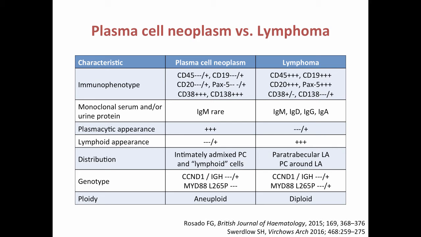Another feature that may be useful is the presence of paratrabecular aggregates that may be seen in lymphoma affecting the bone marrow. In plasma cell neoplasms, the cells with a lymphoid appearance are usually intimately admixed with those that have more of a plasmacytic appearance, whereas in lymphoma, plasma cells may surround the lymphoid aggregates. And finally, aneuploidy is more often seen in plasma cell neoplasms than lymphoma.